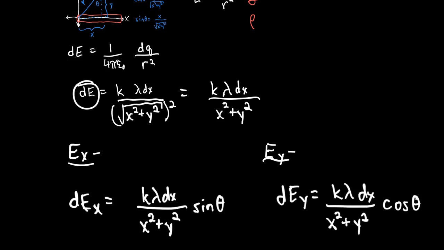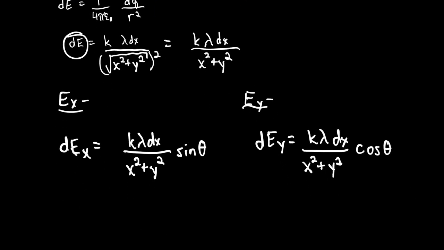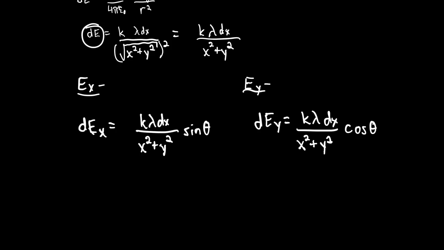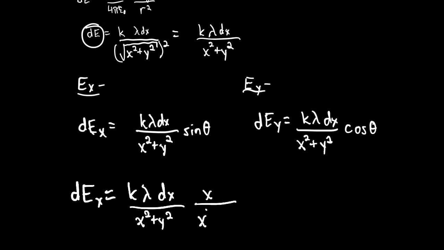Sine of theta, cosine theta, I figured out what those both were. It's earlier in the video, it's way up here. I can plug those values in. So anywhere I see sine of theta, I can plug in x divided by the square root of x squared plus y squared. So I do that. So dEx is now k times lambda times dx over x squared plus y squared times x over the square root of x squared plus y squared.